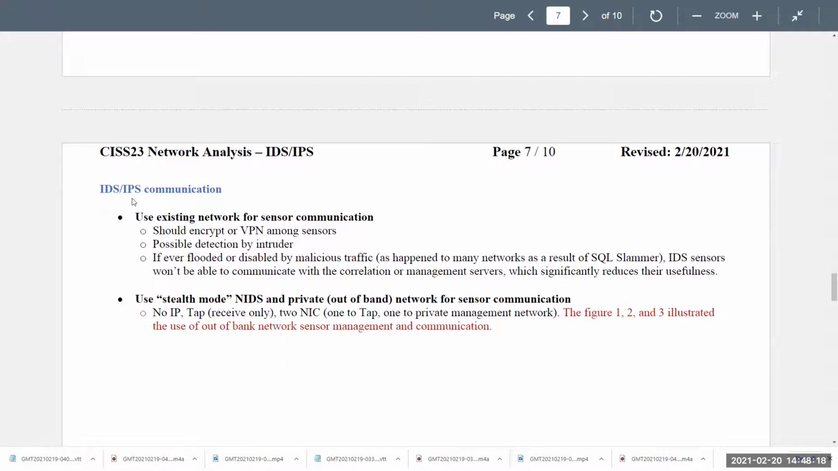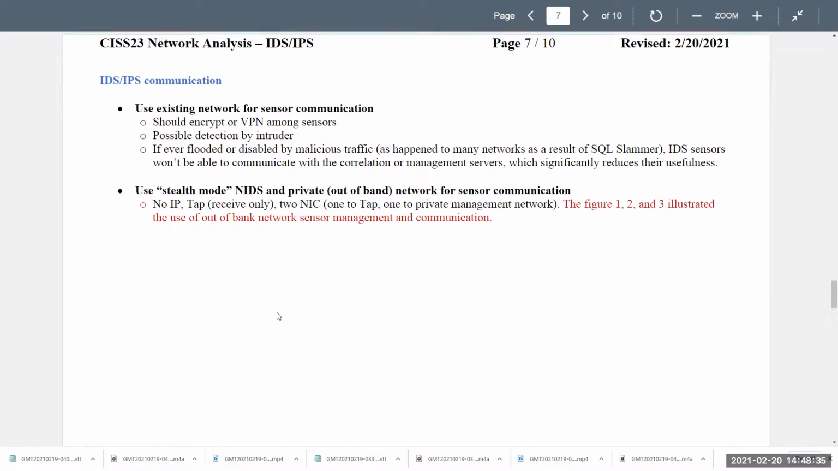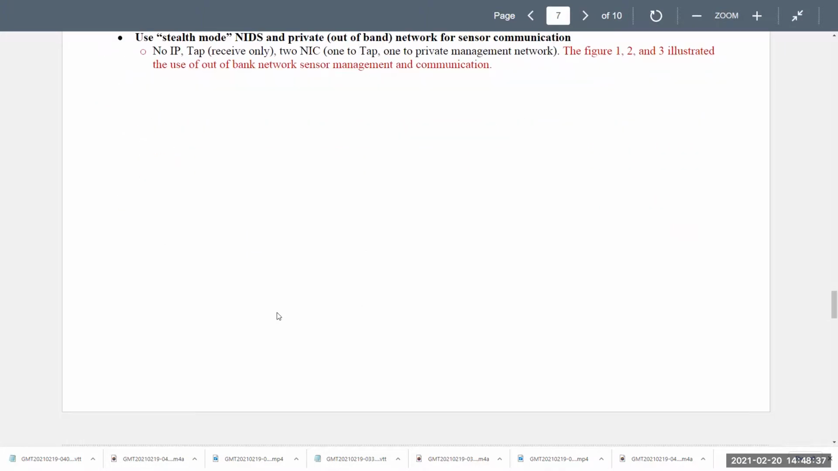And for the IDS and IPS communication, one additional thing I wanted to emphasize again is from figures 1, 2, and 3 on the previous pages that we just discussed, it illustrates the use of out-of-band network sensor management and also the communications.